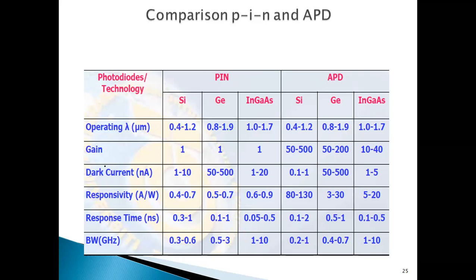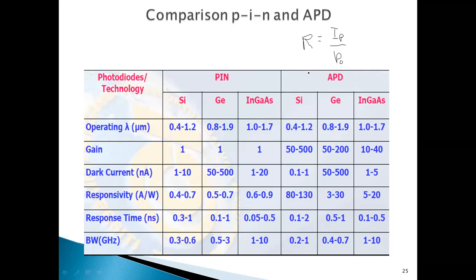For the dark current, the value is not much different for the germanium, but for the silicon we have a difference there: 1 to 10 for the PIN, whereas for the APD it is 0.1 to 1, which is a reduced value. For the indium gallium arsenide, we also have a reduced value of the dark current. For responsivity, the responsivity of the APD will be high compared to the PIN, because we know that in the equation of responsivity, R equals the output photocurrent, the produced photocurrent value, divided by the incident optical power.